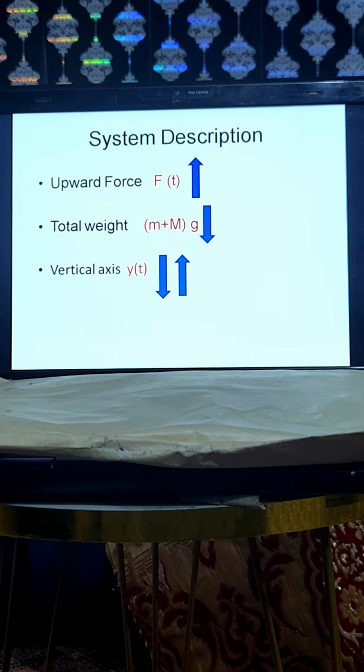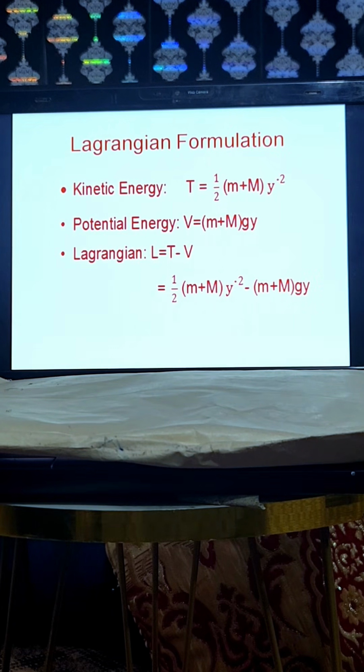There are two types of forces: the upward force f of t, and the total weight of the system, m plus capital M into g, and acceleration along the y-axis. Kinetic energy of the system is 1 by 2 m plus capital M y dot square, where y dot is the velocity along the y-axis, and m plus capital M is the total mass of the system. Potential energy is m plus capital M into gy. Lagrangian is kinetic energy minus potential energy, that is 1 by 2 m plus capital M y dot square minus m plus capital M gy.